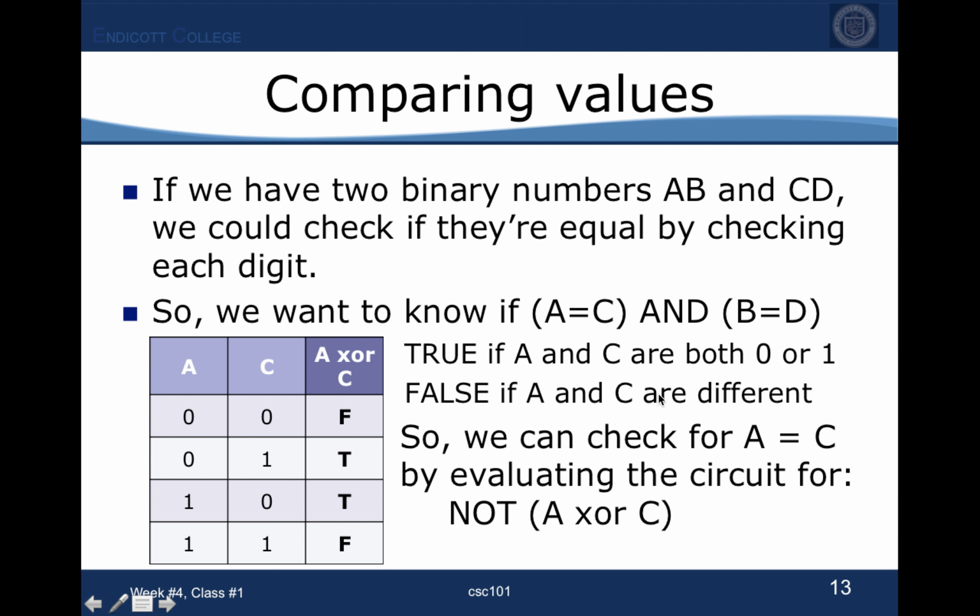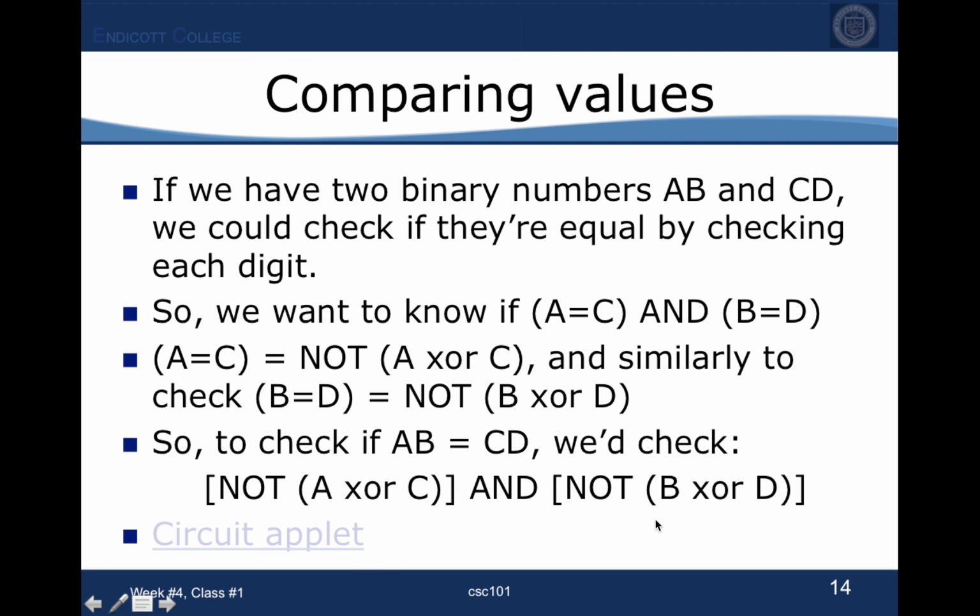Okay, so similarly, I can make the same statement for B and D. How do I know if B and D are the same? I'm going to check NOT (B XOR D). All right, so if I put everybody together now and ask how do I know if these two numbers are equal to each other, that means A has to be the same as C and B has to be the same as D. So I need those to both be true, so I put an AND in between them.